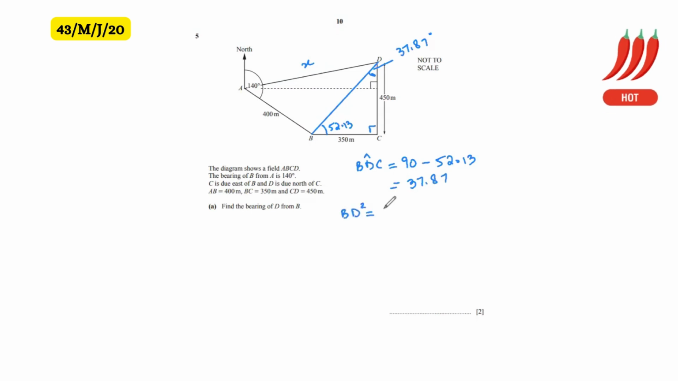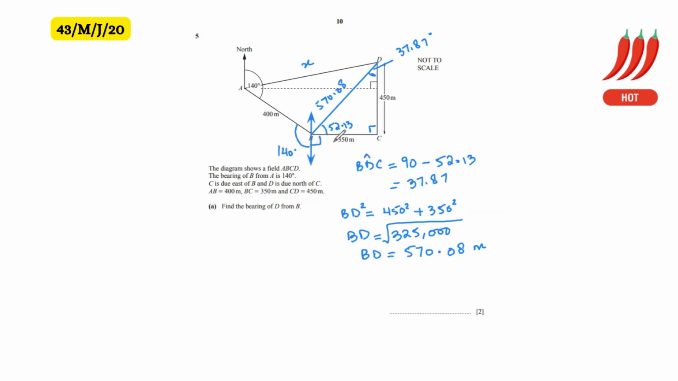BD squared is going to be 450 squared plus 350 squared. So that's 325,000. Square root that, and that gives us 570.08 meters. That is BD. So 570.08. So now we know that the bearing of B from A is 140. So if you draw the north over here, this angle is 140.